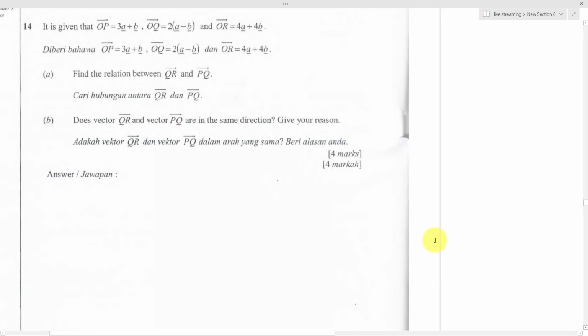Alright, this question tells me OP equals to that one, OQ equals to another one. So I will let OP become 3, -1, which is 3A plus 1B. Top is A, bottom is B. So my OQ is basically 2 and -2, because you substitute in, you get 2A minus 2B, right? Then my OR is basically 4, 4. Because I'm very lazy to write A and B, I just simplified them into this pattern.